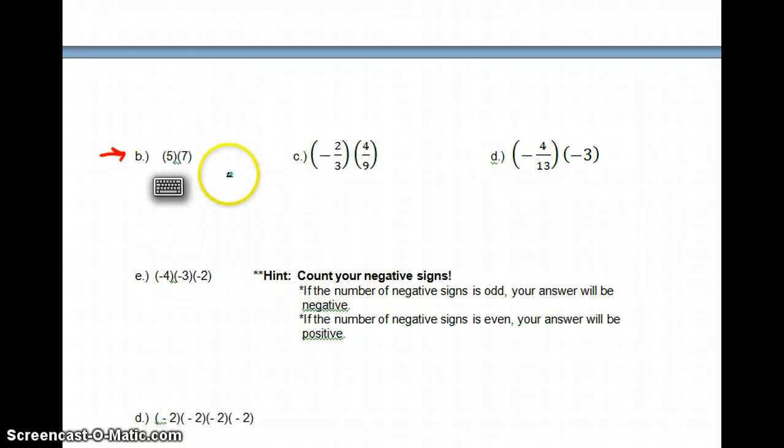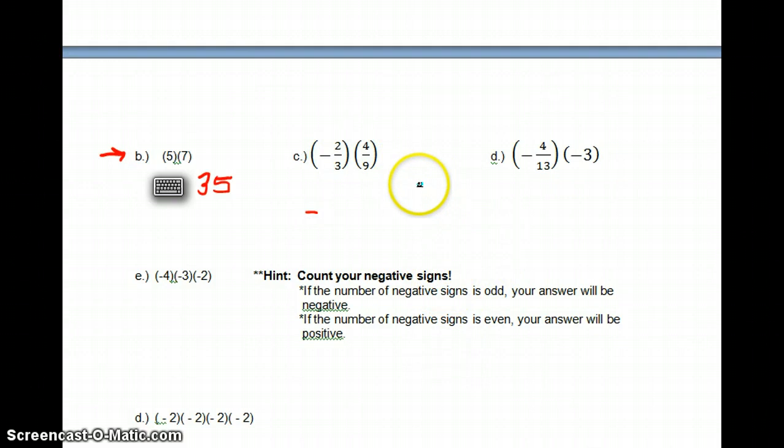Okay, you should have by now done examples B, C, and D on your own. For example B, 5 times 7 are both positive numbers, so our result is going to be positive, and we should have a positive 35. For example C, we have a negative times a positive. That tells us that our answer is going to be negative.